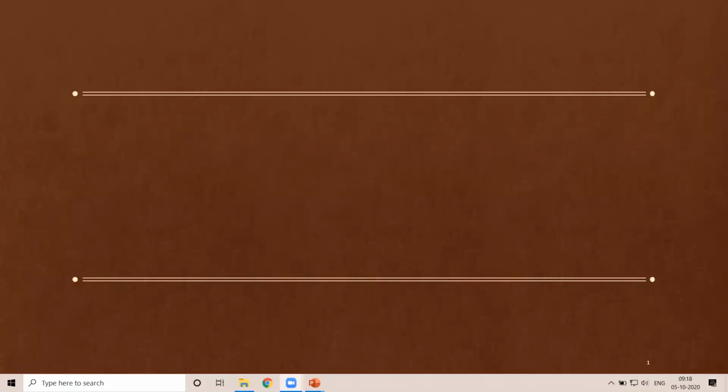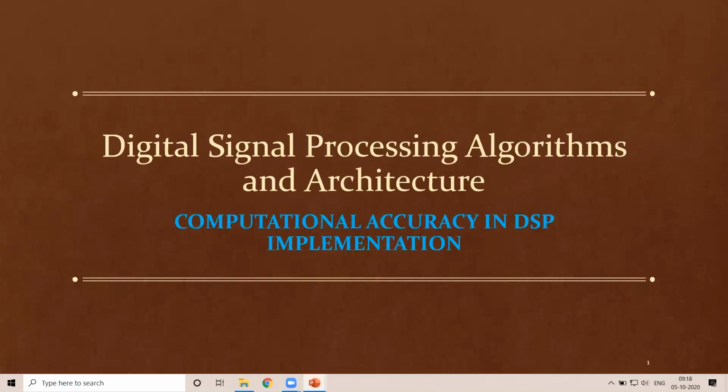In this session, we'll be discussing computational accuracy in DSP implementation. We'll discuss what representations are present and how they can be modified in order to increase the accuracy, the range, and the precision. These are just a few things to discuss.